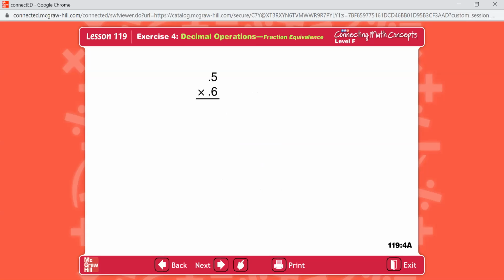We start with a decimal problem. This problem reads 5/10 times 6/10. The answer is 30 hundredths. We get the answer if we multiply fractions and work the problem without simplifying. 5/10 times 6/10. 5 times 6 equals 30. 10 times 10 equals 100. So 5/10 times 6/10 equals 30 hundredths. That's the same answer we got when we worked the decimal problem.